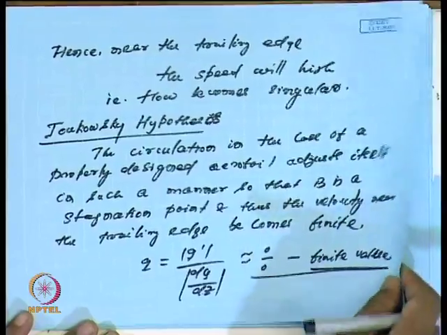Now, with this understanding, we have understood that in the case of an aerofoil near the trailing edge, we will have a flow singularity. To avoid the flow singularity, a circulation has to be introduced near the trailing edge in such a manner that a stagnation point develops near the trailing edge, which will lead to the velocity near the trailing edge being finite. That is what Joukowsky proposed in his hypothesis.